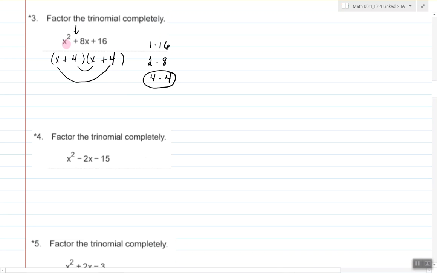Product of the first is x squared. The outer product is 4x. The inner product is 4x. That means their sum is 8x. Product of the last is 16. Now let me take just a minute and point out to you that this is a perfect square trinomial.